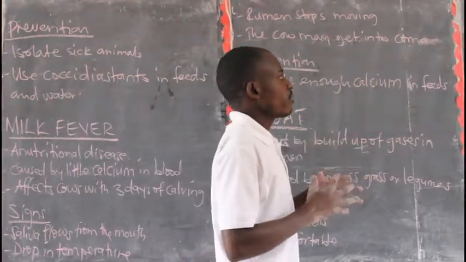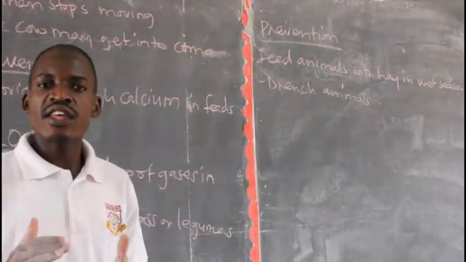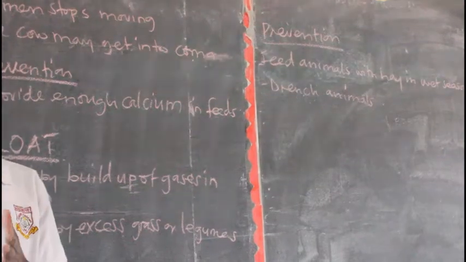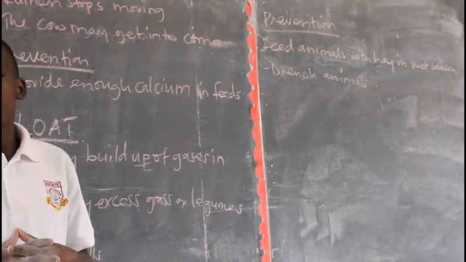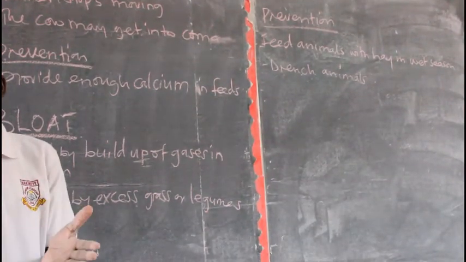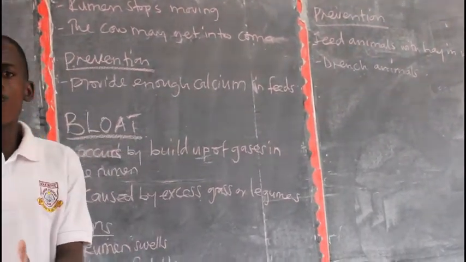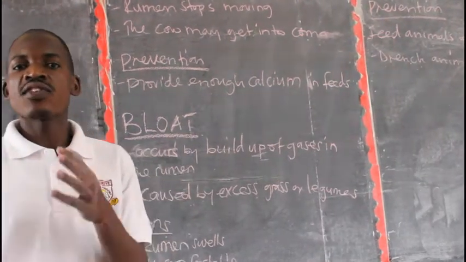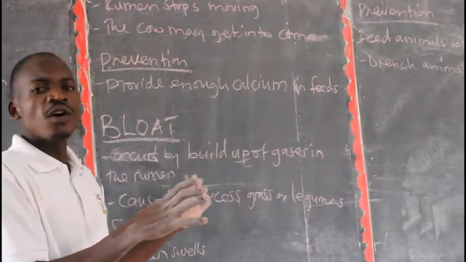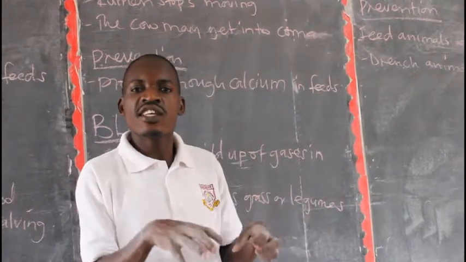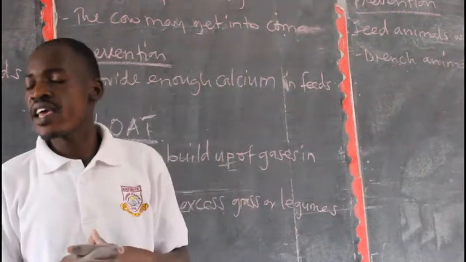However, it can be prevented by feeding animals with hay in the wet season. Hay is the cut grass which is dry and stored to be given to animals as fodder in the wet season. During the dry season, we cut this grass, these legumes and pastures, then we dry them and keep them in the store as hay. When it comes to the wet season, where the grass is very fresh, to avoid bloat, we give the animal the hay, this dry grass stored as fodder.